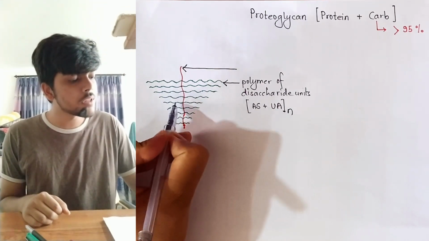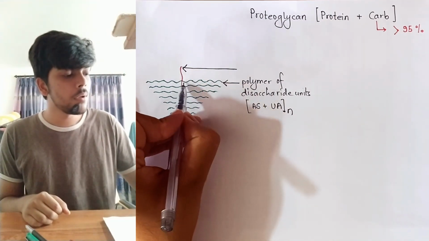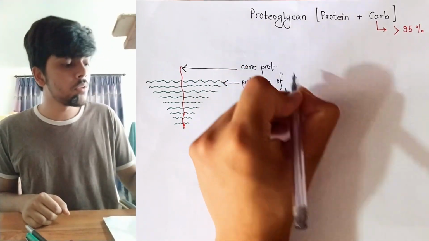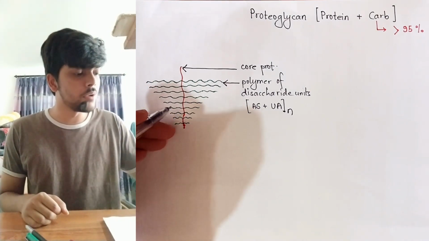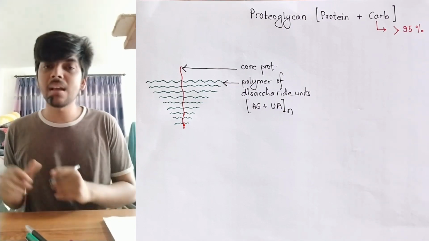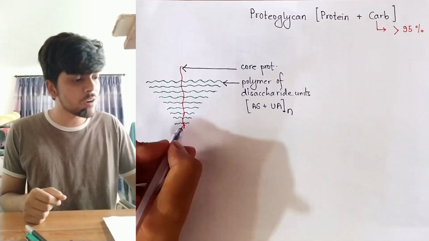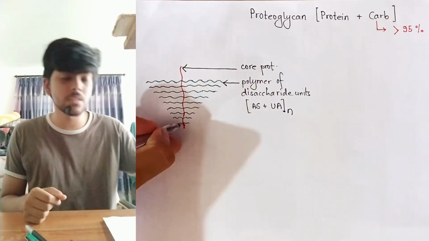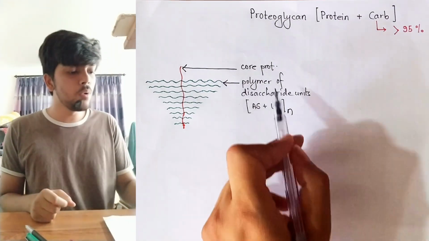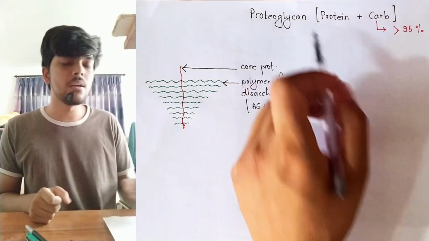Just like this, there are many other polymers of disaccharide units. And these many polymers of disaccharide units are attached covalently with a protein found at the core of the structure, so called core protein. So here are the polymers of disaccharide units. That is, amino sugar plus uronic acid together is one disaccharide unit, and many disaccharide units form one polymer. There are many polymers, and these are covalently attached to a protein present at the core of the structure, the core protein. These two parts together, that is the polymers of disaccharide units along with the core protein, form one proteoglycan monomer.